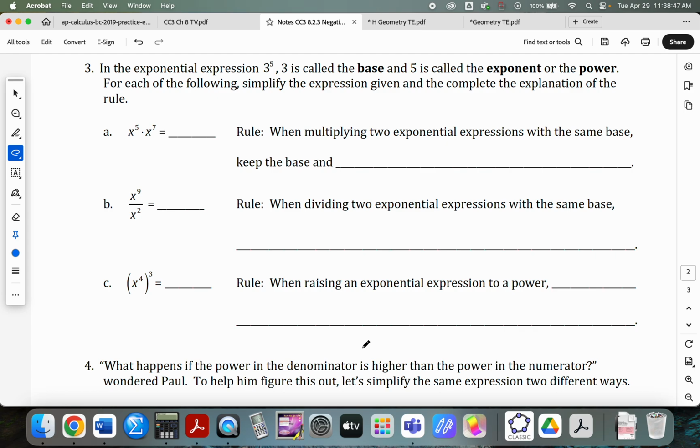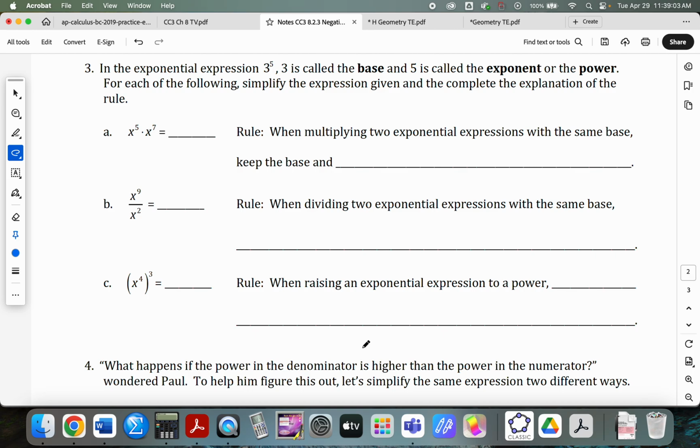So this should be reminder stuff. I just want to kind of get all this well cemented in your head. So in the exponential expression, 3 to the 5th, 3 is called the base and 5 is called the exponent or the power. Same thing.